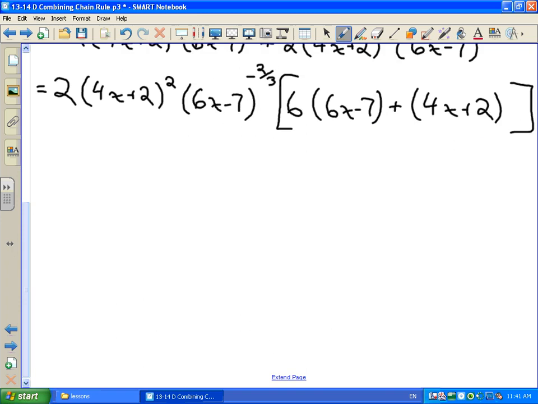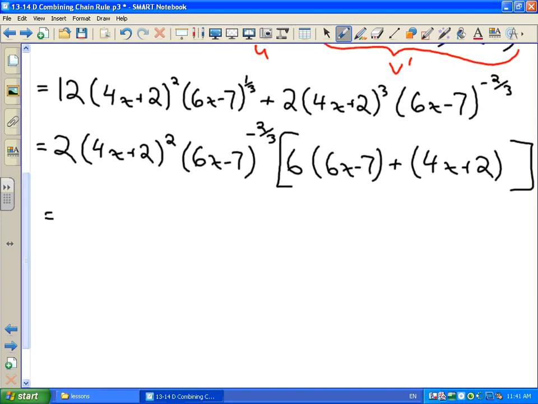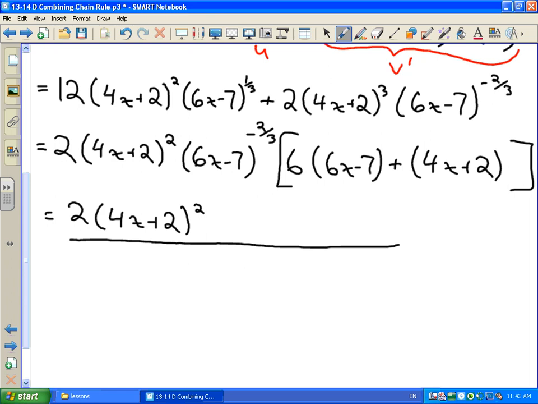Now, I'm going to want to clean this up a bit. So I'll keep the 2 and the (4x + 2) squared. This (6x − 7) to the negative 2/3, I can move down to the denominator by changing my exponent to a positive exponent. And now I want to expand and simplify what I have in the square brackets here.